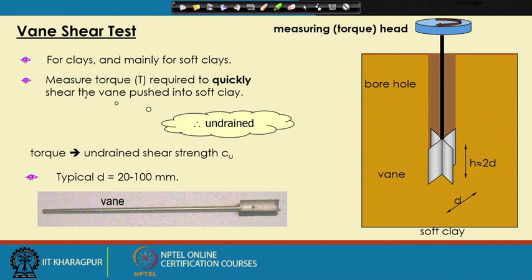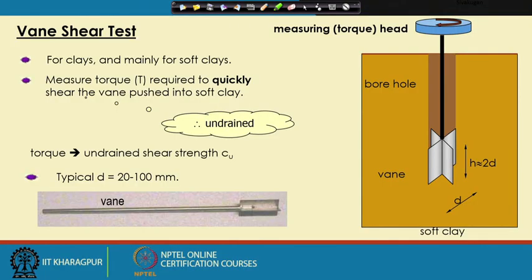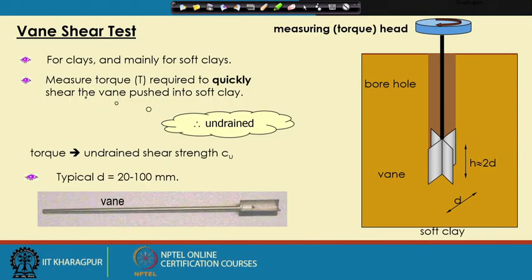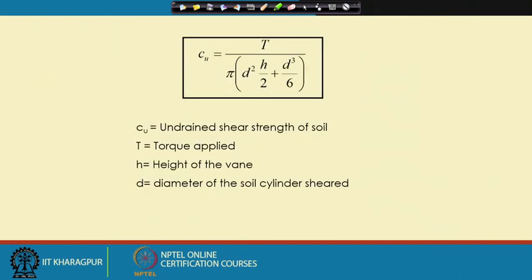Next, I will discuss the vane shear test. This is the last one of all the in situ tests that I have discussed. It is suitable for clays, mainly soft clays, and here we insert the vane into the soil up to the required depth. A borehole is required, and then we apply a torque, and this torque is measured. Based on that we calculate the undrained shear strength of the soil, cu.